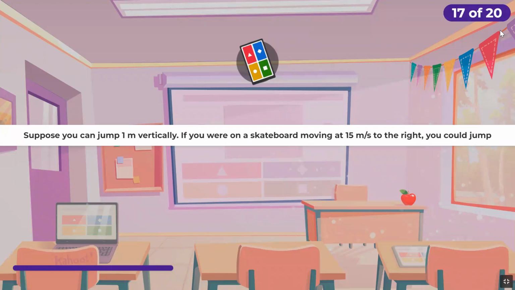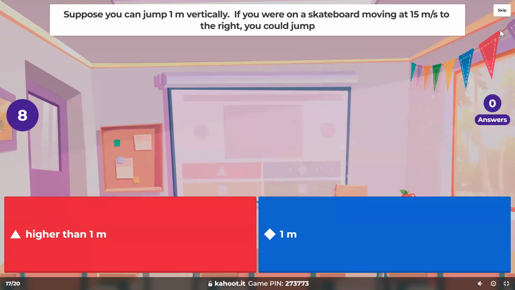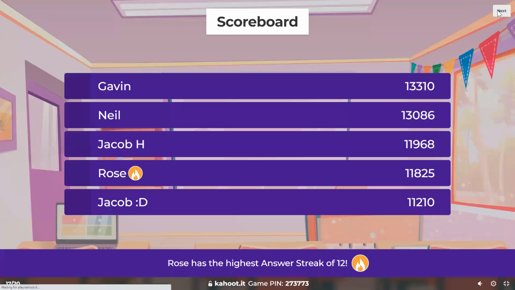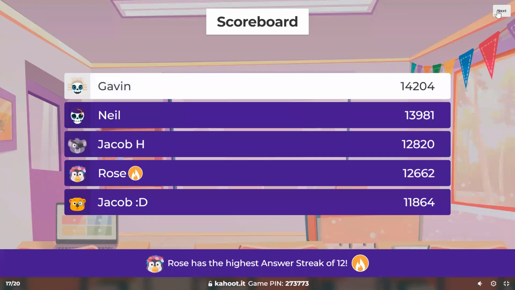Suppose you can jump 1 meter vertically. Now, what if you're on a skateboard that's moving 50 meters per second horizontally? The skateboard's moving horizontally. How high can you jump now? All right, you guys got that. So horizontal motion, vertical motion, keep those independent.